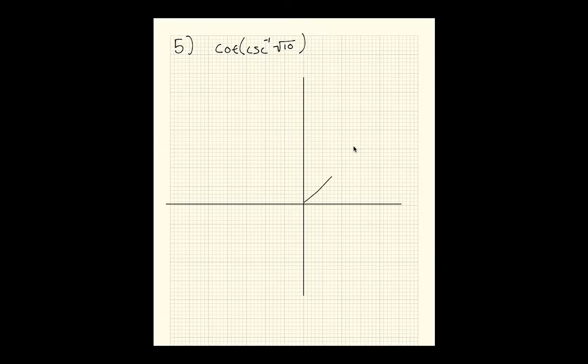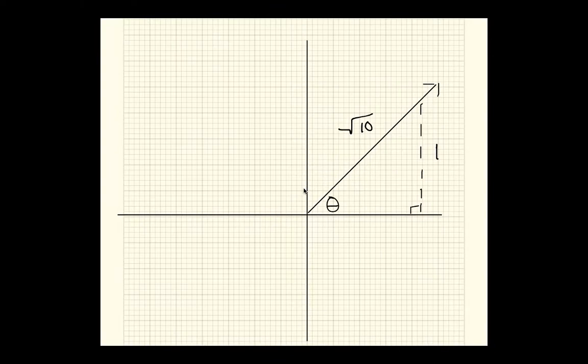So draw our angle. Cosecant, again, is the reciprocal of sine. So if sine is opposite over hypotenuse, cosecant is hypotenuse over opposite. So how do we get root 10? I only have one number here, right? Think about what is the denominator of this one. Root 10 over what? Root 10 over 1, right? So this is root 10. This is 1. We want to find the cotan of this angle theta.